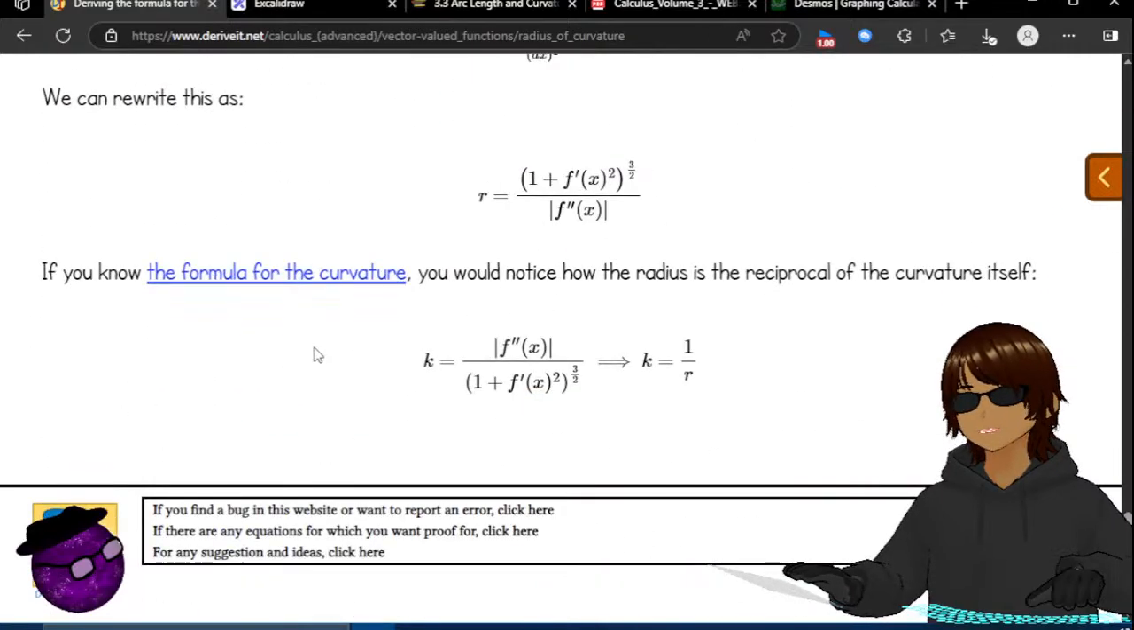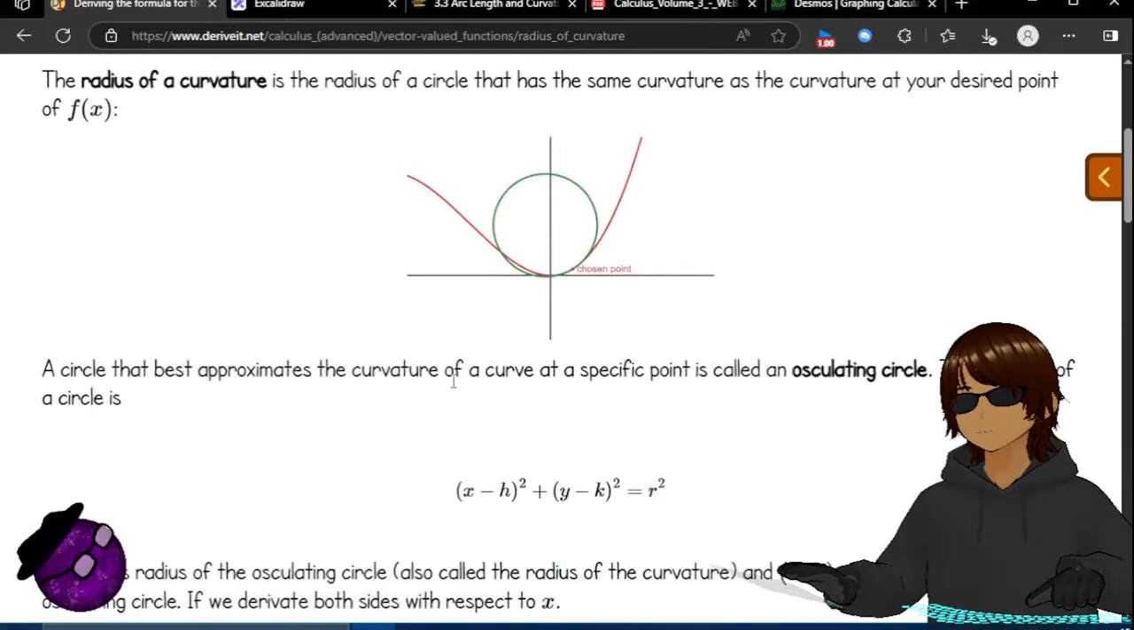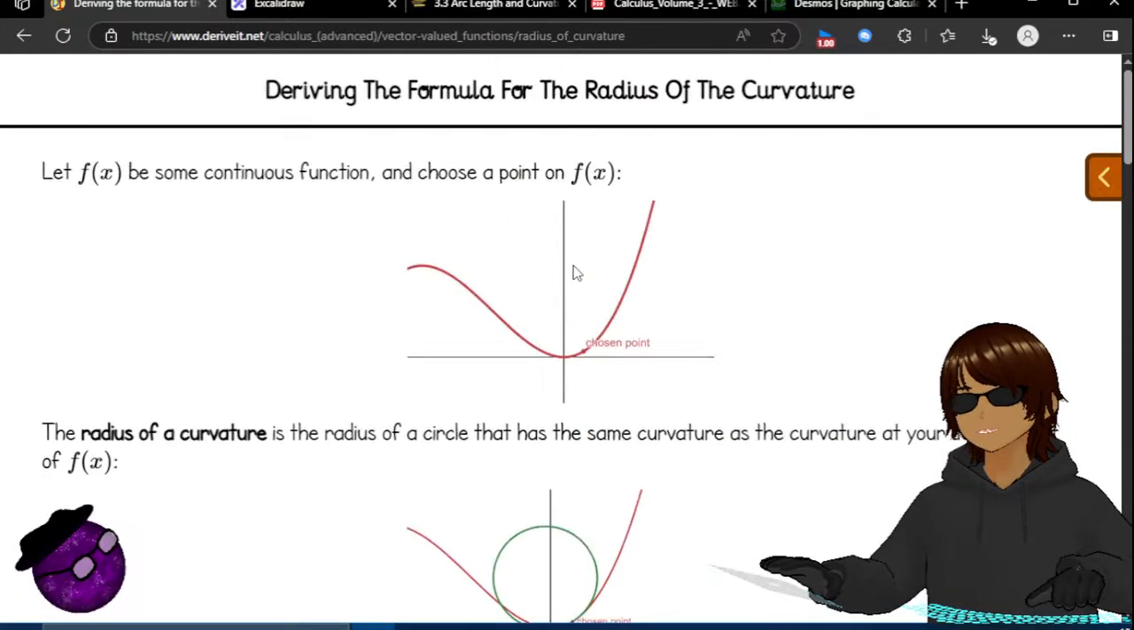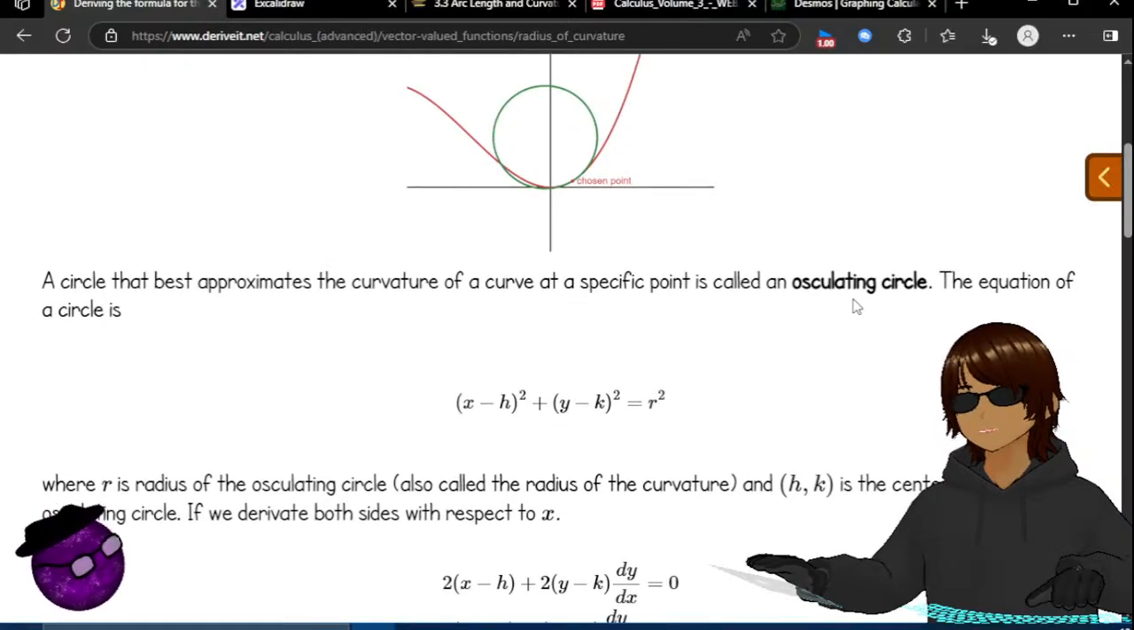Yeah, I think I proved this. Yeah, the radius. If we choose this point, it's called an osculating circle.